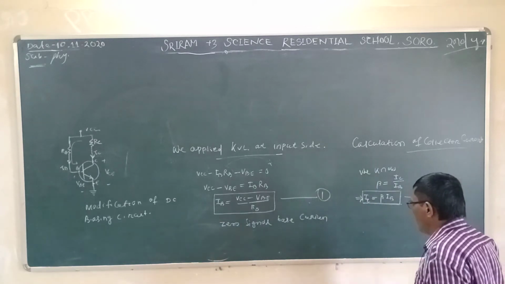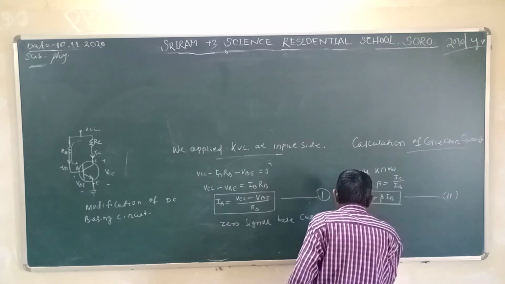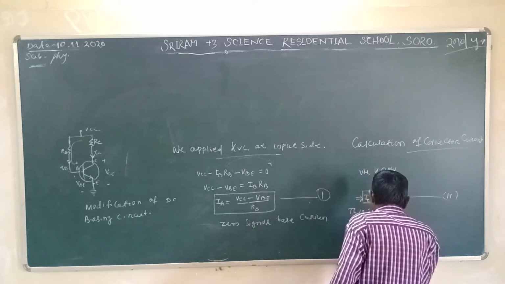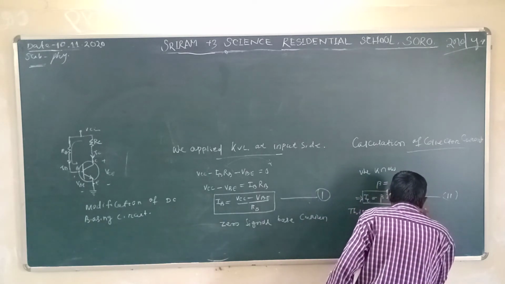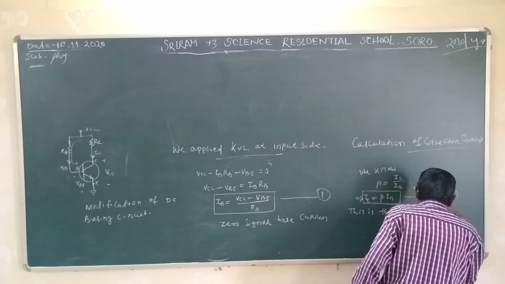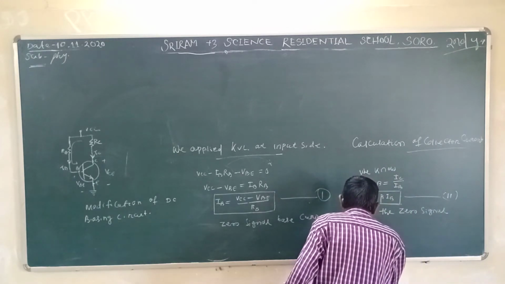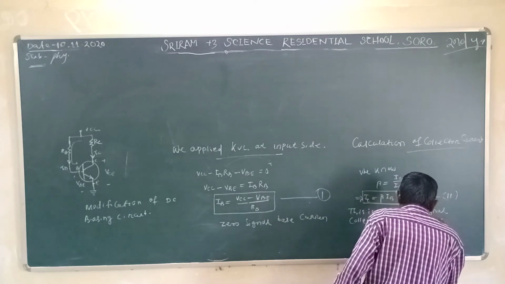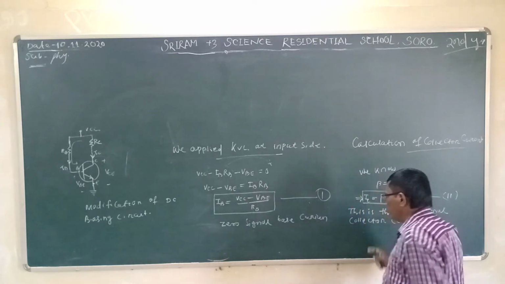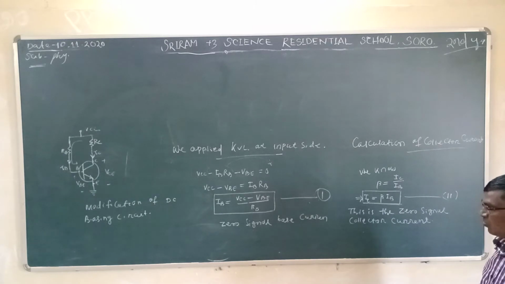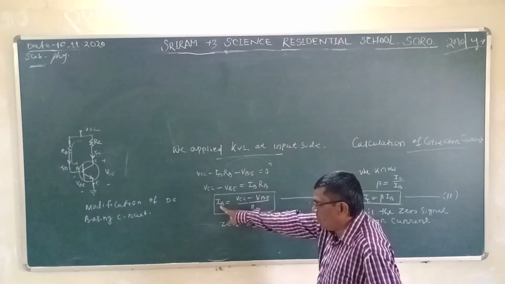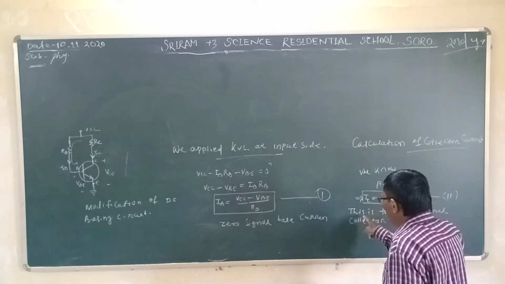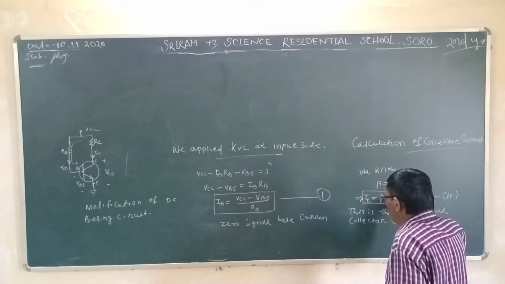So this collector current IC we write as ICO, the zero signal collector current. So from equation 1, we find out the base current, that is the zero signal base current, and from equation 2, the zero signal collector current.